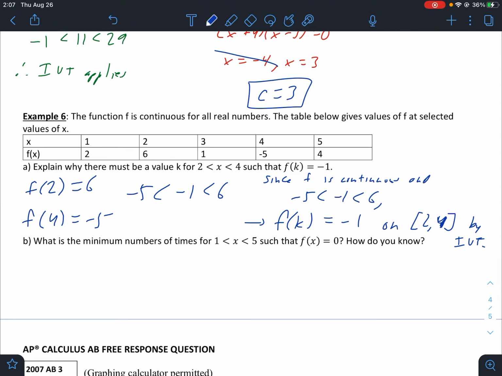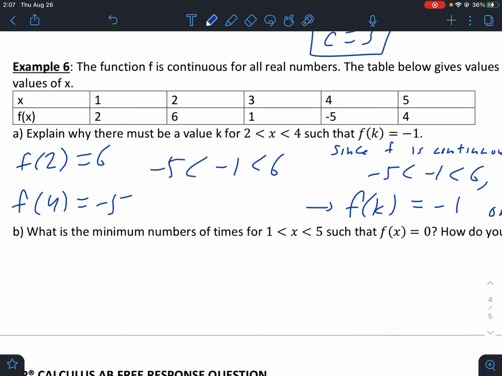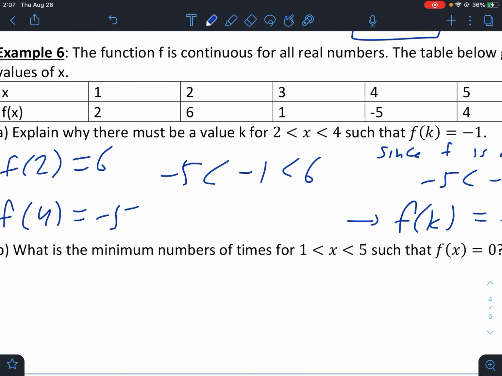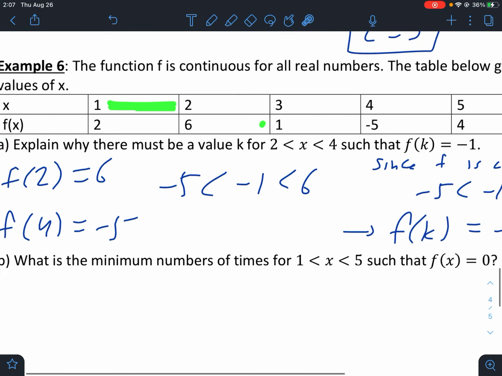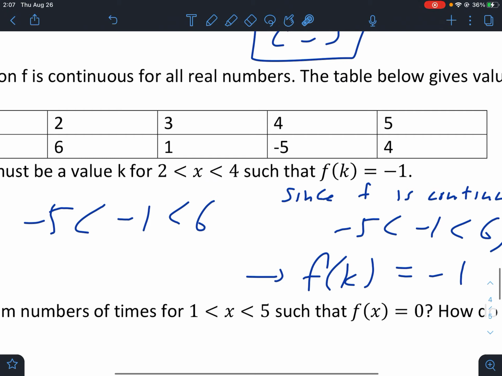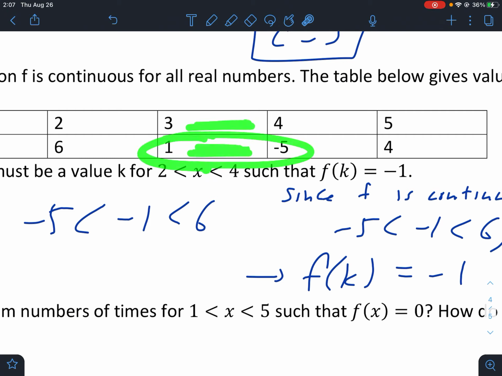Part B says, what is the minimum number of times between 1 and 5 the function must equal 0? And how do we know that? All right, so let's see. Going from 1 to 2, does the function have to cross 0? It does not. Going from 2 to 3, does the function have to cross 0? It does not. Going from 3 to 4, does the function have to cross 0? And yes, it does, because 0 is between these numbers.